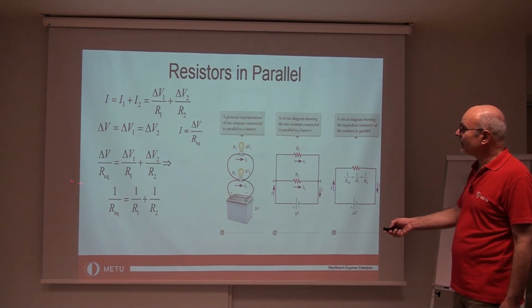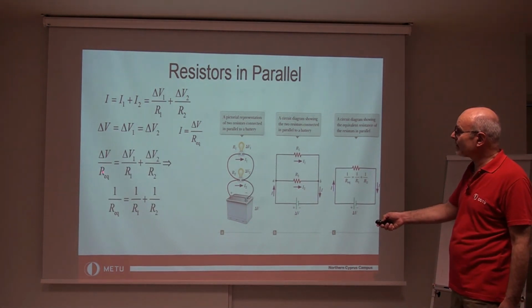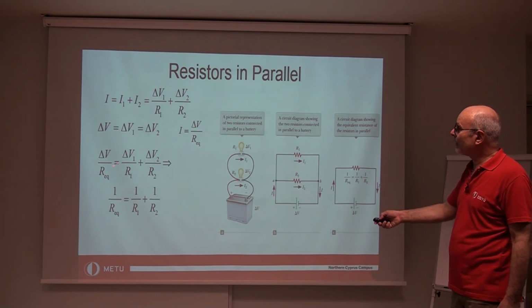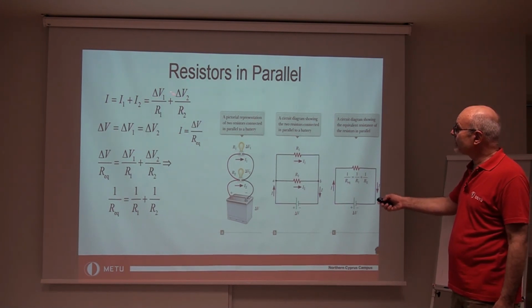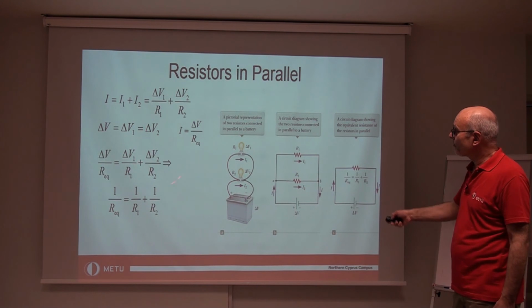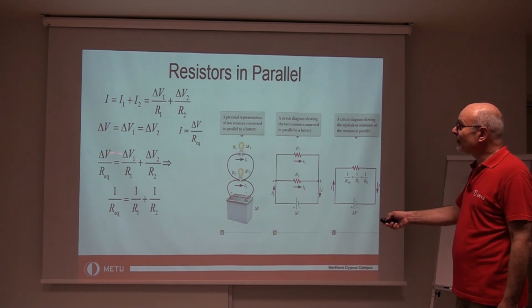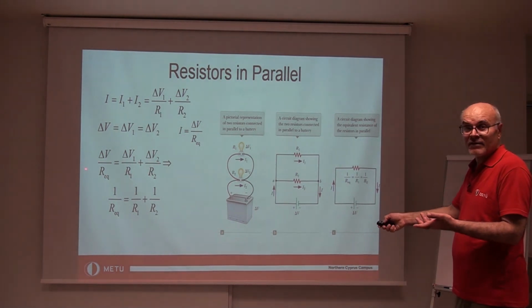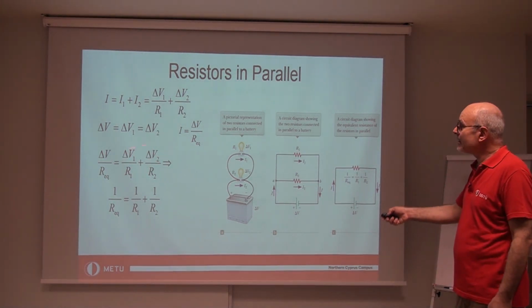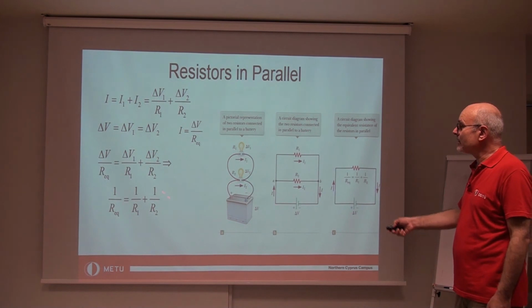So take this and put it in here. You replace I by delta V over R equivalent, and I1 and I2 you replace by these two expressions. Okay. Now, since delta V is the same, delta V1, delta V2 is equal to delta V. They are all the same, so you can cancel these out and you get this expression.